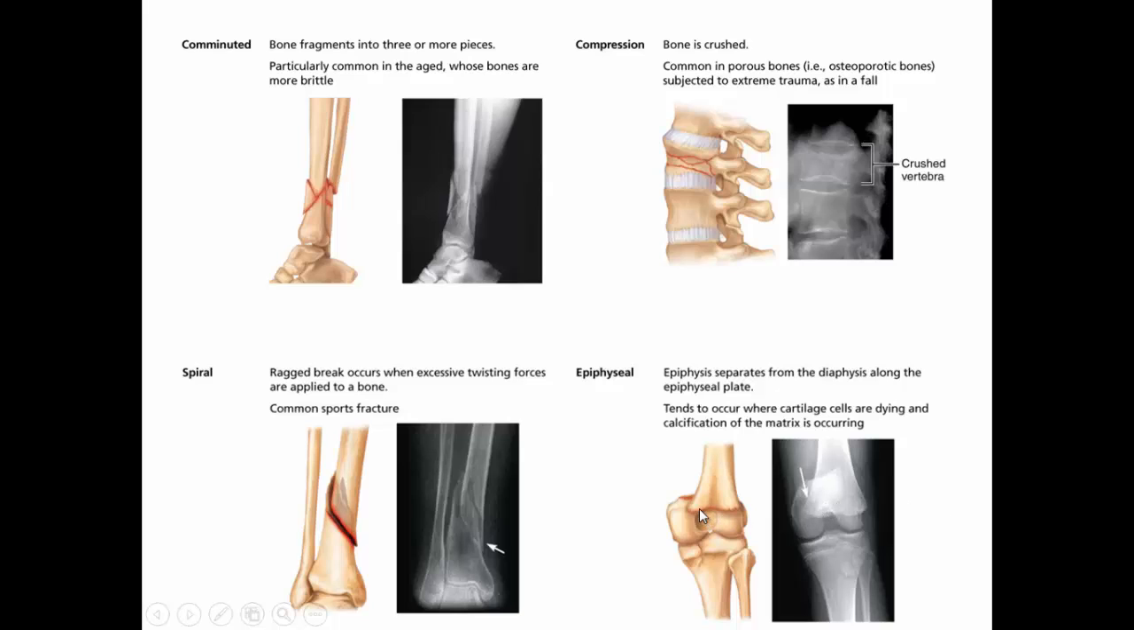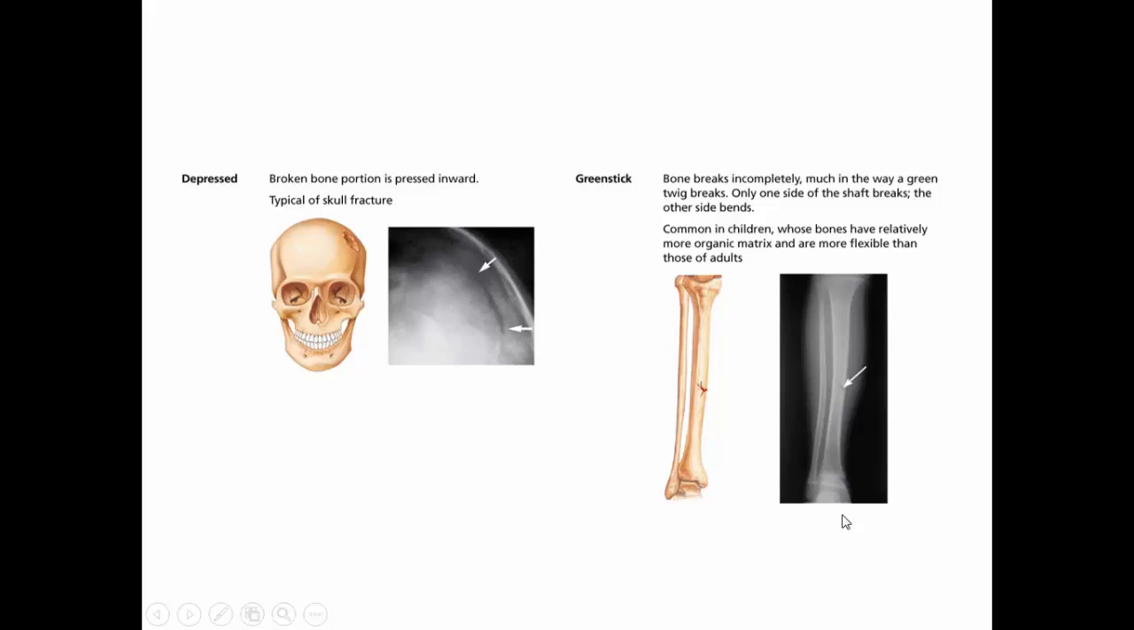And the epiphyseal fracture is when the bone separates at the epiphyseal plate. This is a depressed fracture. Notice how the skull is pushed inward. And this is a greenstick fracture. It didn't go all the way across the bone and break, just broke partway across.